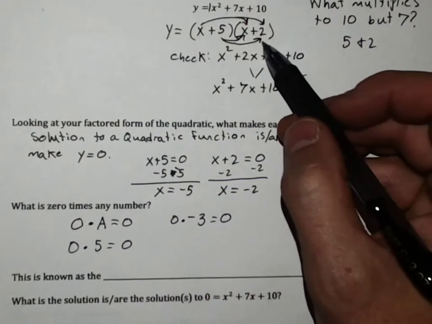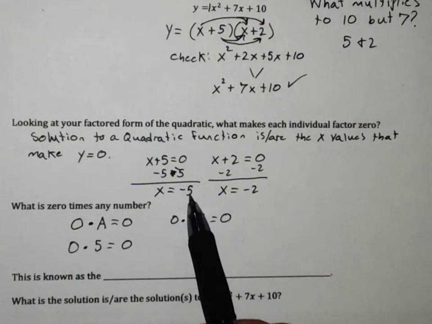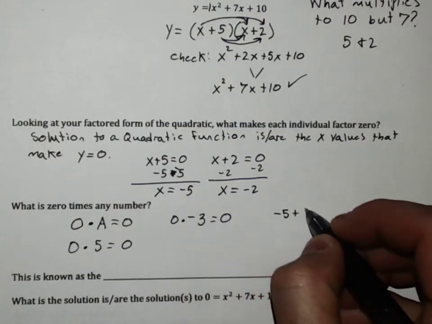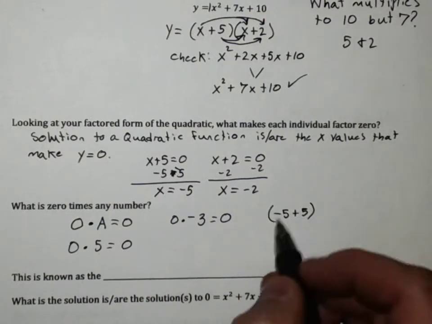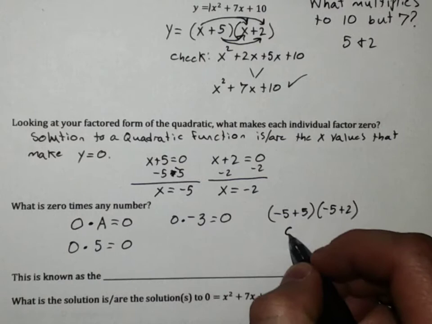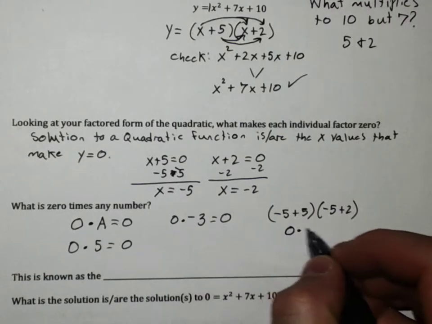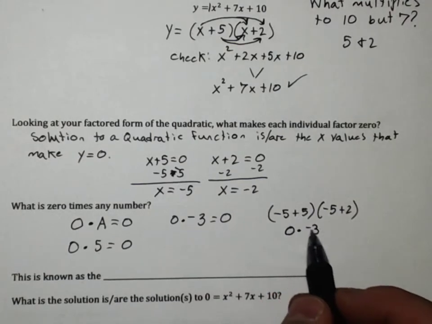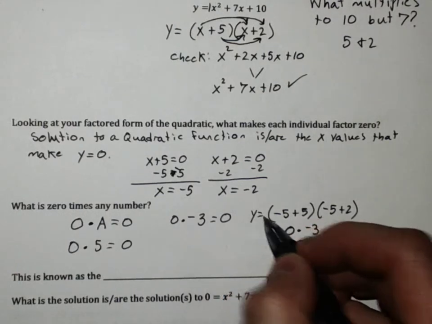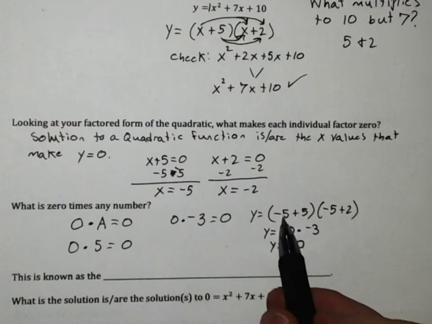So if we look back at our factored form up here, and if we wanted to replace x with -5, if we plug it into this original one up here, you would get that -5 plus 5 outside of -5 plus 2. -5 plus 5 is 0. -5 plus 2 is -3. So we now have the statement that 0 times -3, but what is 0 times -3? Well, that's 0. So we just found that one of the values that makes y equal 0 is -5.